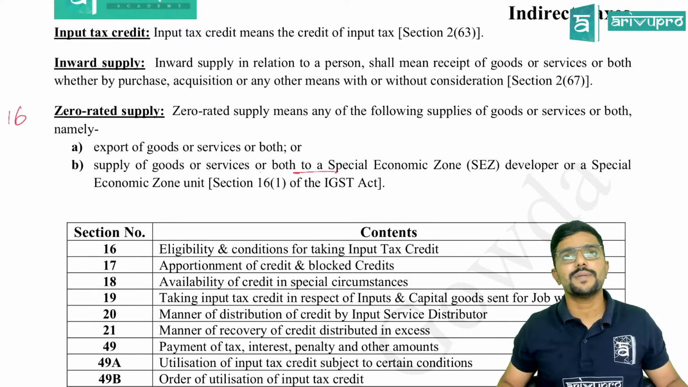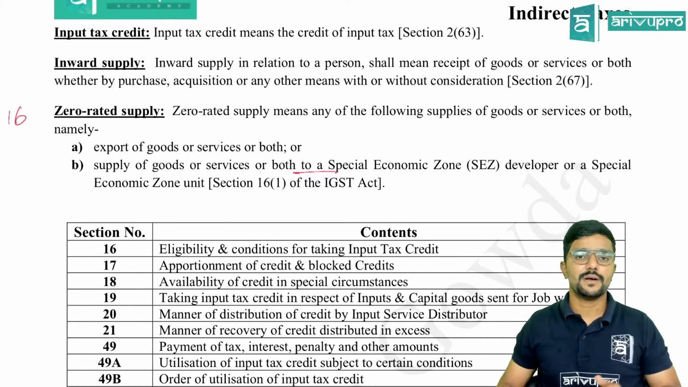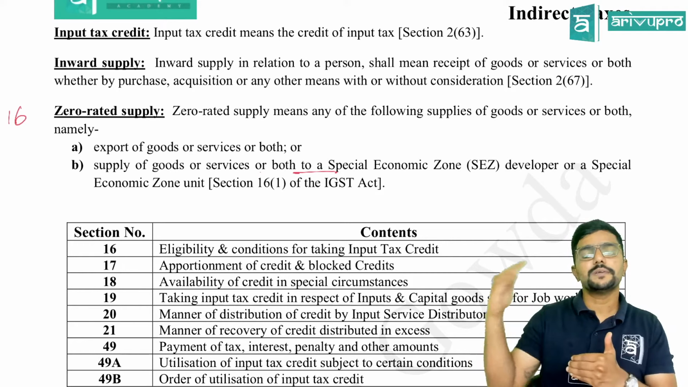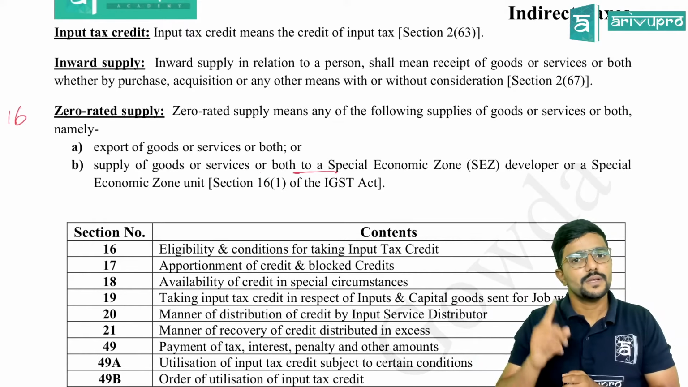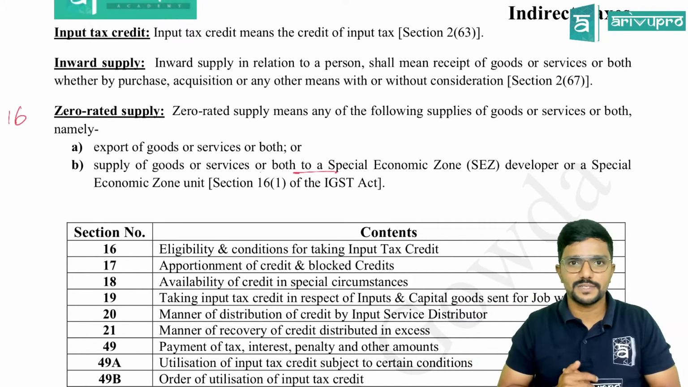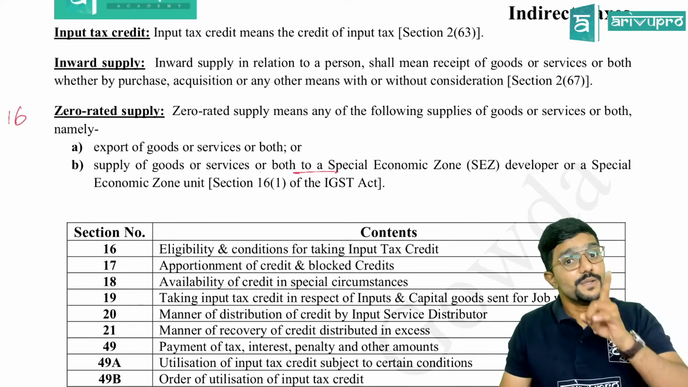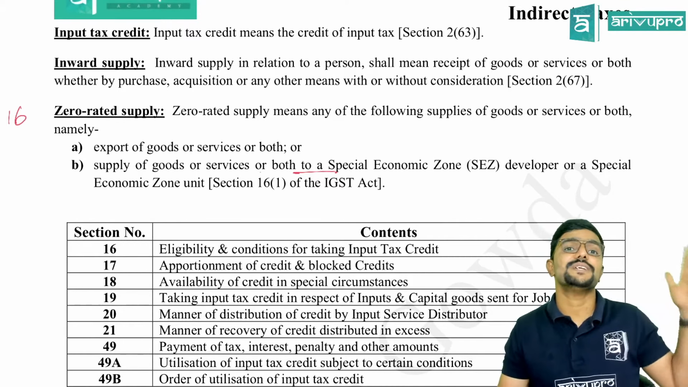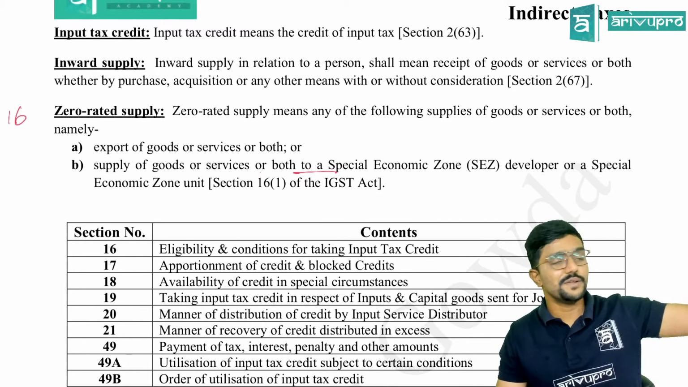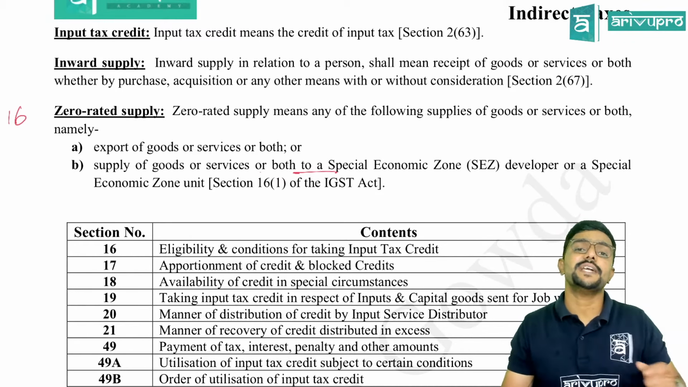So zero rated supply is one of the special kinds of supply. Why? Because if your outward supply is zero rated supply, you will not pay tax on your outward supply. It is taxable, but zero rate. Okay. But you can claim the credit of your input tax. Whatever tax you have paid on your inward supply, you can claim a credit of it.